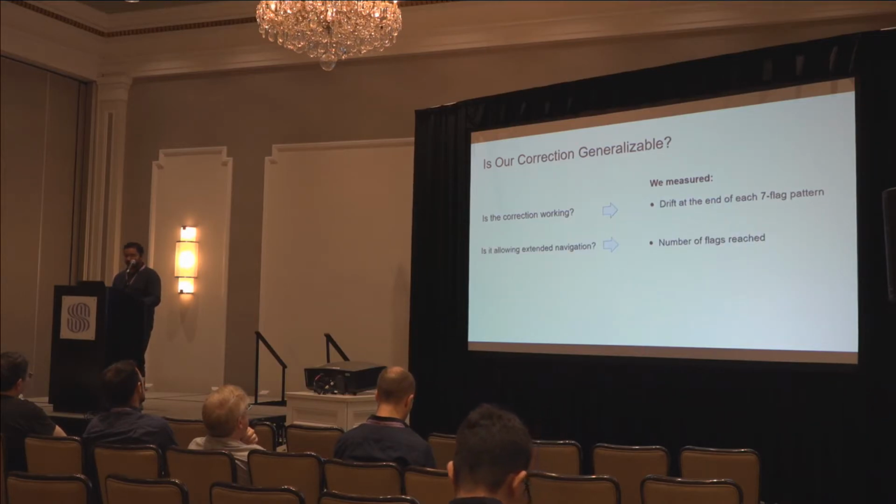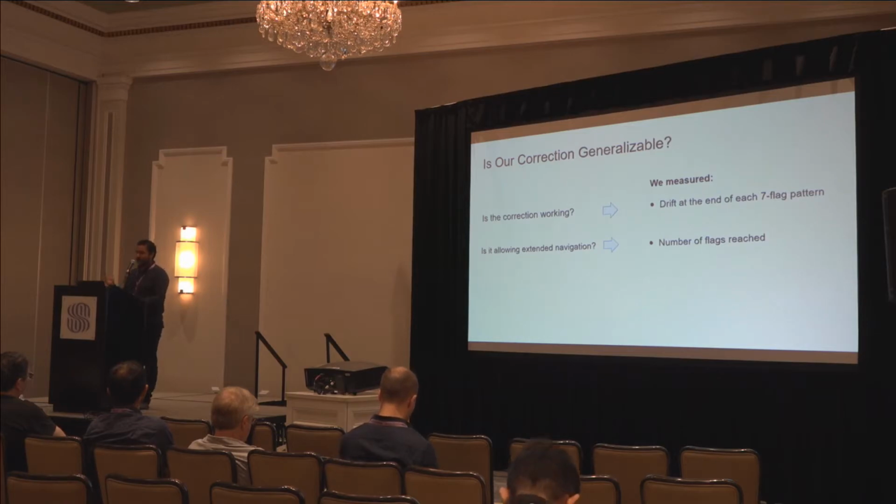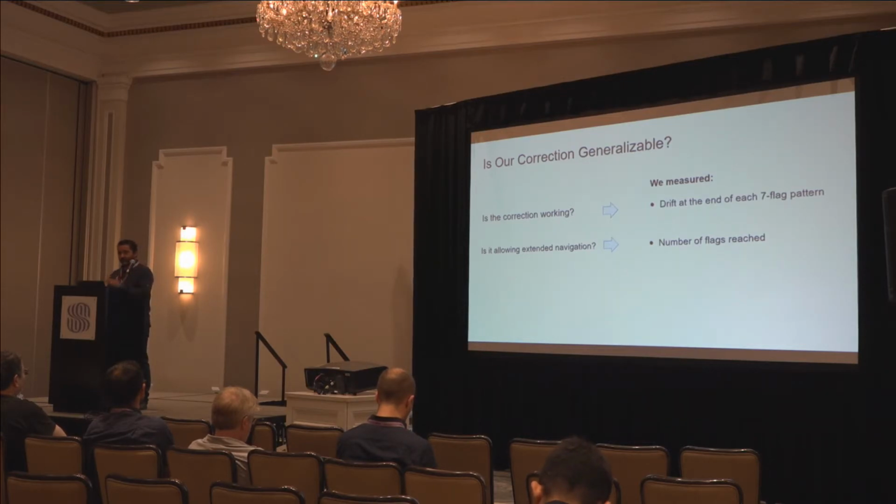The second question is if our correction technique is actually extending the navigation. One of the problems we had in the first user study is that some of the participants drifted out of the tracking space. They couldn't actually finish the sequence of targets in the navigation. So in this case, we are considering the number of flags that the participants can reach when navigating with the corrected version of the technique versus the uncorrected one.